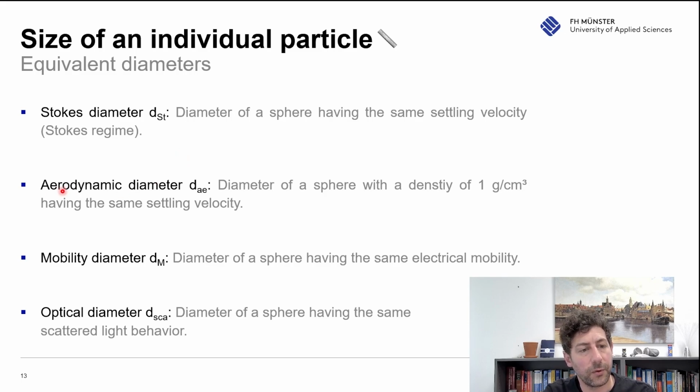I can do the same for the aerodynamic diameter. So this is the diameter of a sphere, same settling velocity, but a density of 1 gram. Why 1 gram?